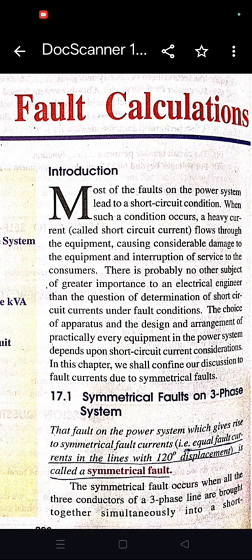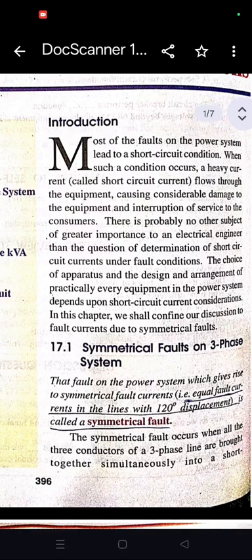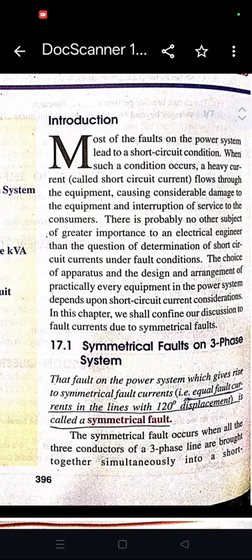The rating of the equipment in the power system depends upon the short circuit current consideration. In this chapter, we shall confine our discussion to fault current due to symmetrical fault. Symmetrical fault in the three-phase system.